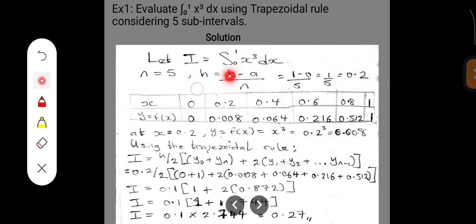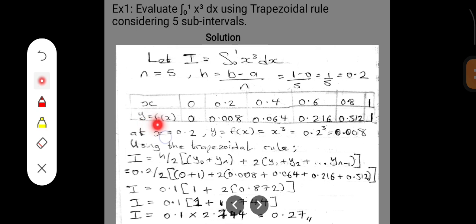Now we use this step size to create our table of values for s and y. So the step size is just like the common difference or the pace that we keep adding from the lower boundary until we get to the upper boundary of s. So since s starts from 0, when we add 0.2 to it, we have 0.2. If we add 0.2 again, we have 0.4. 0.4 plus 0.2 gives 0.6, all the way to 1.